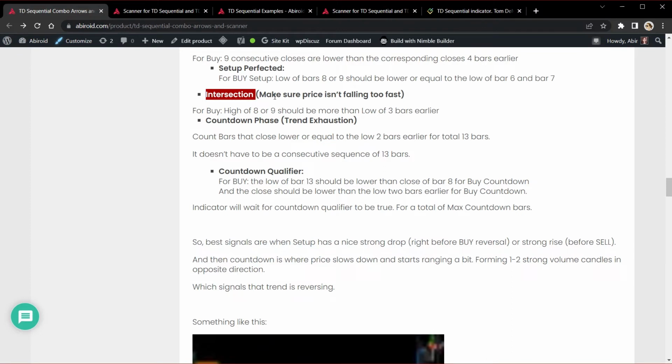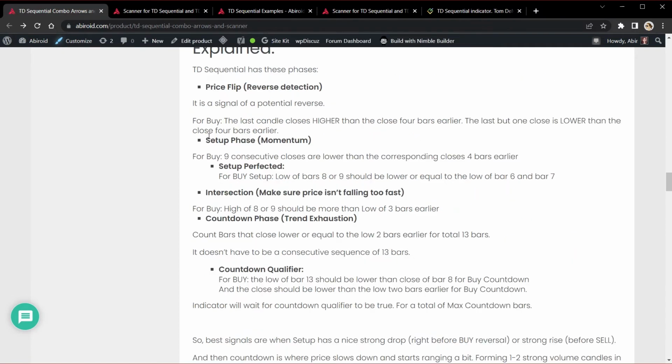If you have this check set to true, and if an intersection has not happened, it will wait for a given number of bars. You can set that in the settings. So setup phase is the momentum phase. For a buy setup, price will currently go down, and during the countdown phase, that downward trend will start consolidating. It will start forming a range during the countdown phase, and after that we get the buy signal. So the countdown qualifier is basically, for buy, the low of bar 13 should be lower than the close of bar 8.